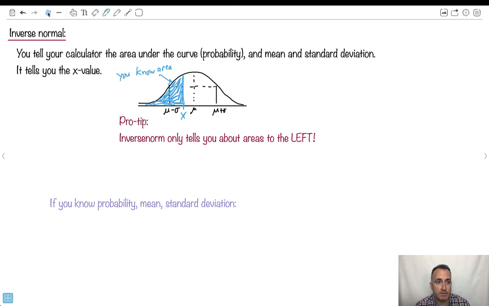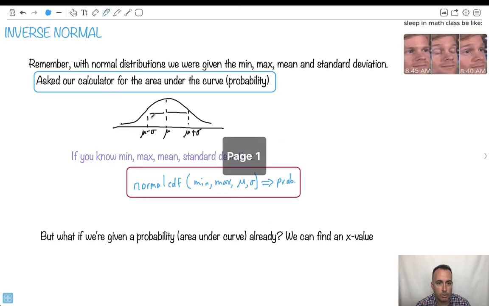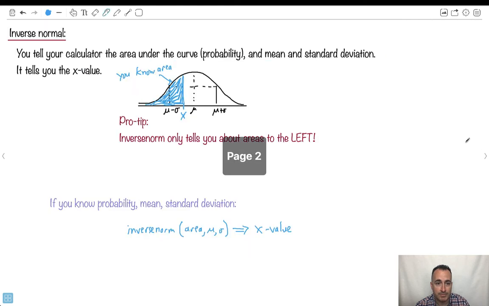Then you can ask your calculator for something called inverse norm. I'll write it down in blue here. This is called inverse normal or inverse norm. What do you have to give it? You have to give it the area, the mean, and the standard deviation. And what does it give you? Keep in mind, you already know the probability, that's the area. So it gives you the x value. It's like working backwards: before, we gave it the x values to start and stop and it told us the area under the curve. Now we tell it the area and it tells us the x value.